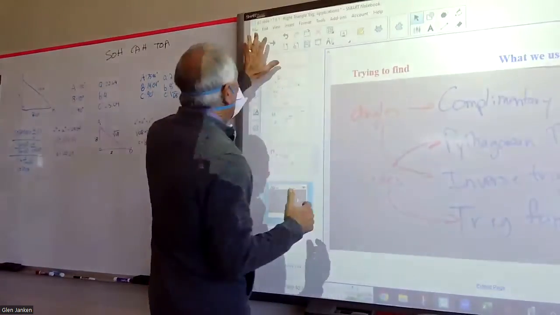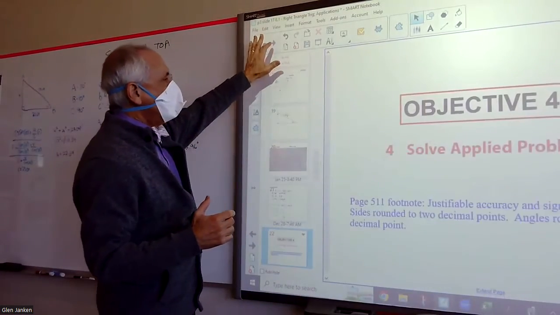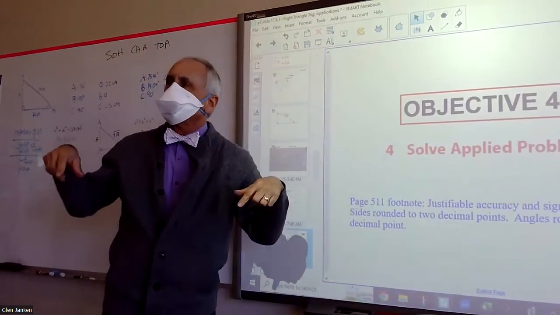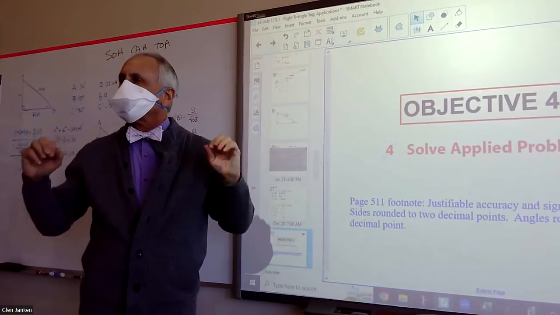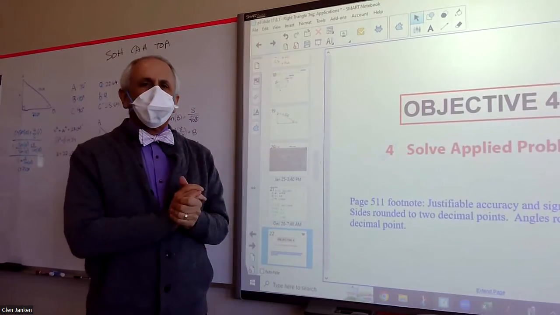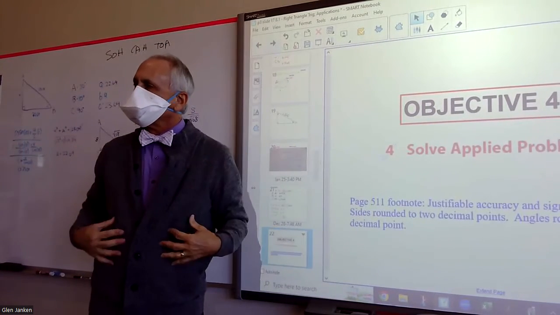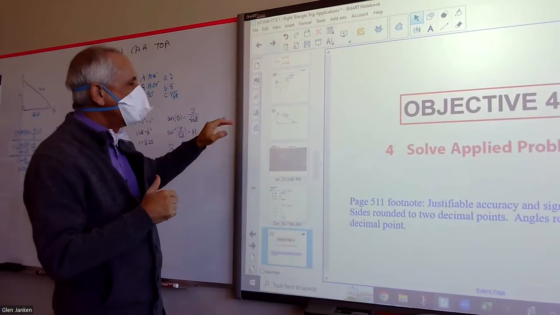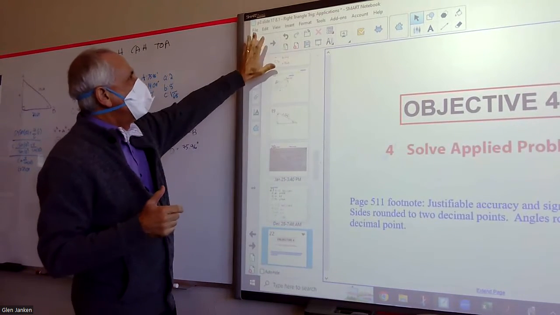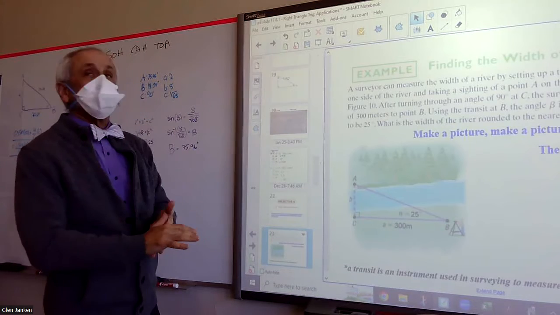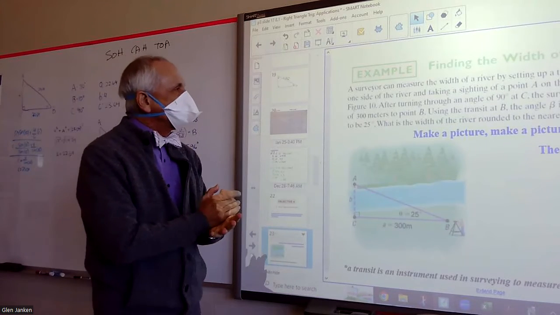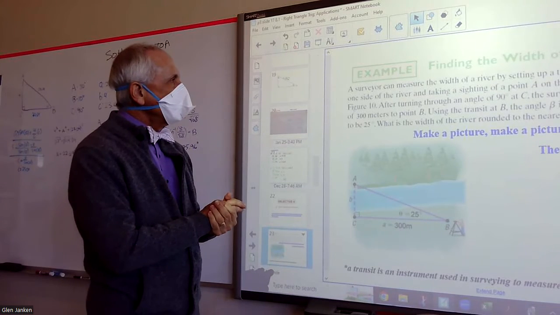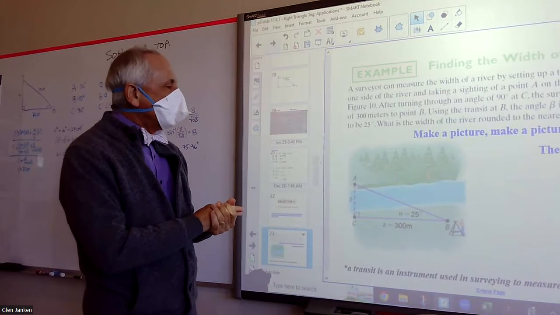Okay. So what we're going to do is we're going to now apply this to some actual problems. I've talked about the guys in the orange vest, right? Looking on the street, right? Yeah, this is what they're doing. We can do this problem: finding the width of a river.